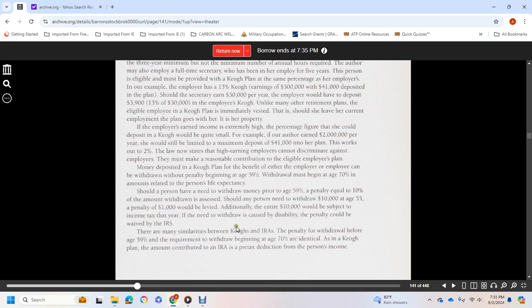There are many similarities between Keoghs and IRAs. The penalty for withdrawals before 59.5 and the requirement of withdrawing at 70.5 are identical to the Keogh plan. Amounts contributed to the IRA are a pre-tax deduction from the person's income.